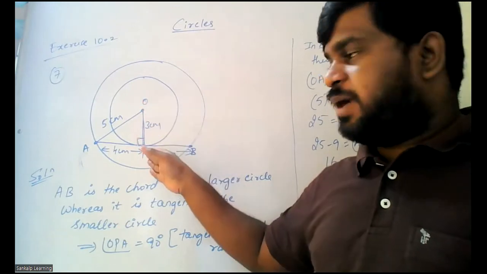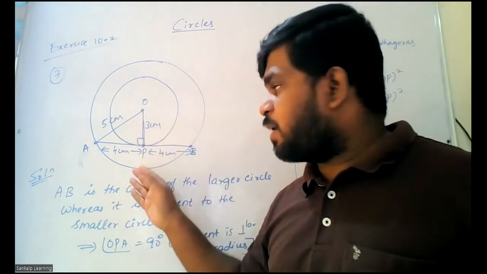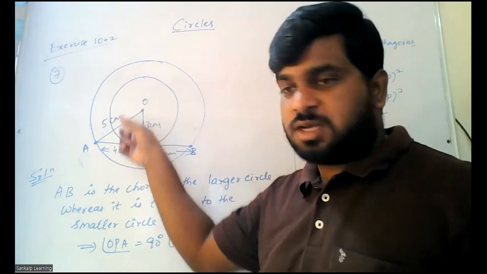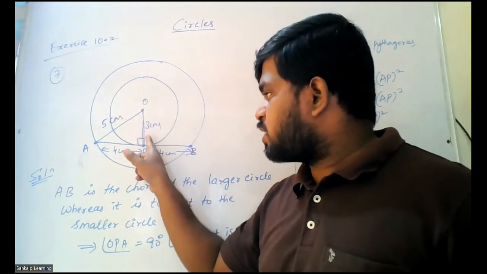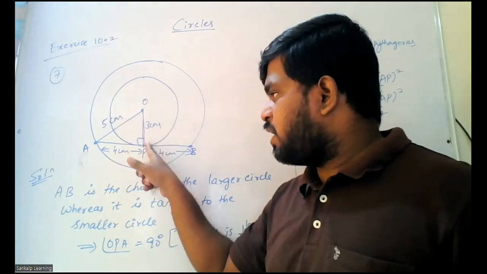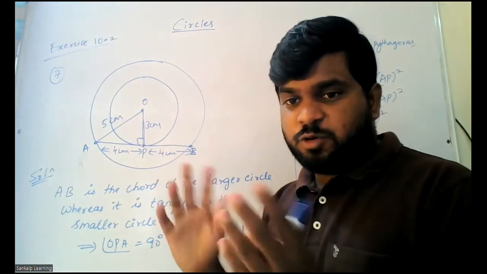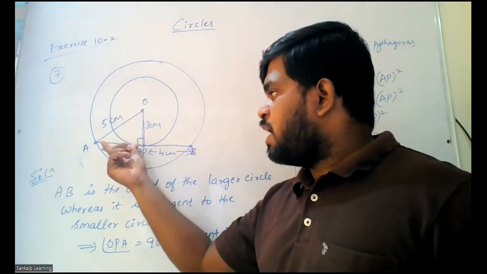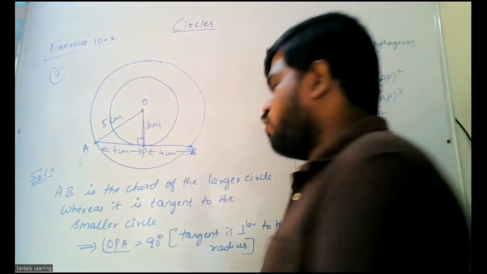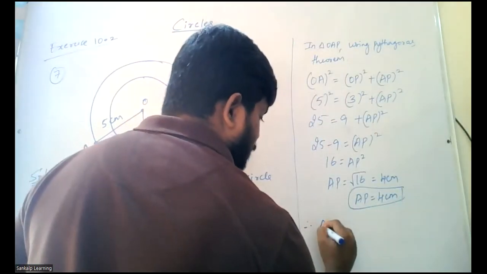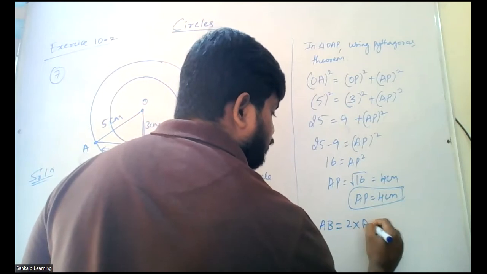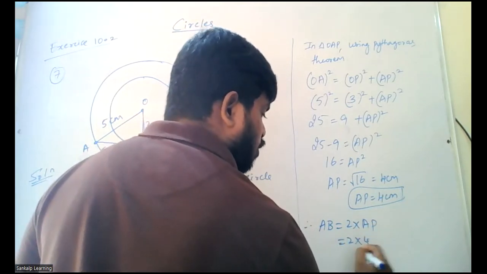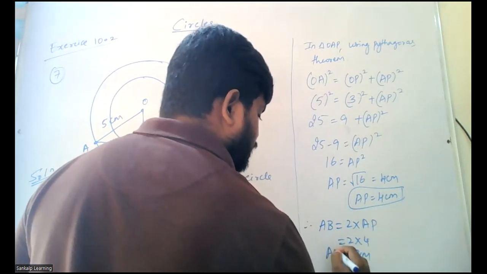Okay, this is a perpendicular. How did it become perpendicular? Because it was tangent to the smaller circle. Since it is tangent to the smaller circle, you got 90 degrees. Now this is a perpendicular line. Therefore, this line is divided into 2 equal parts, AP and PB. If this is 4, this will also become 4. Therefore, AB is twice of AP. That is 2 into 4 equals 8 centimeters.